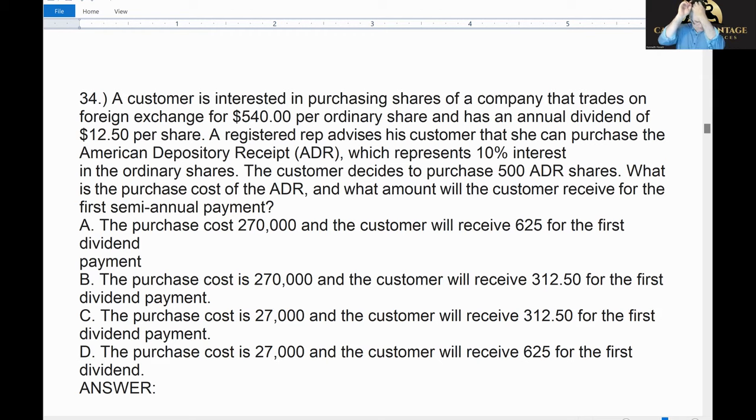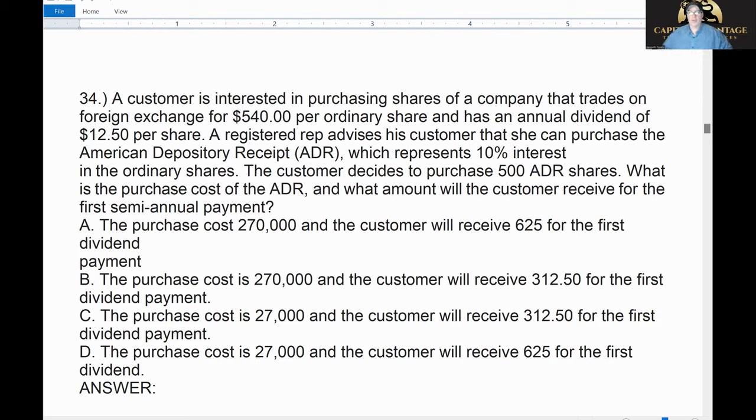So this is what we're going to do. We're going to work through this piece by piece. So everyone take a chance to read it. Press pause, read it, because I don't want to wait too long because I want to get to bed at some point. Now, it's $540 per ordinary share. Whenever they say ordinary, they mean the actual share in the foreign country. The ADR is ours.